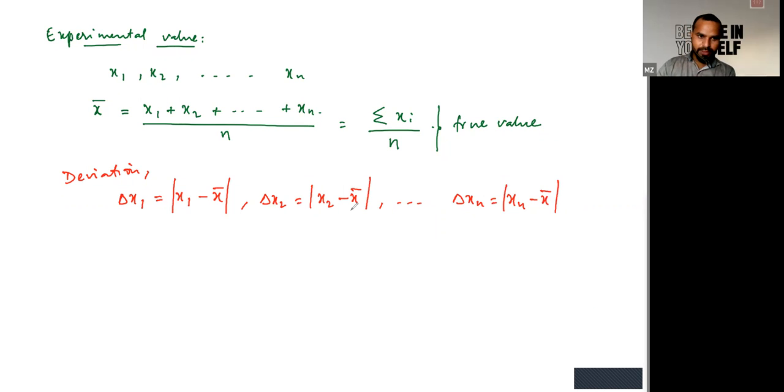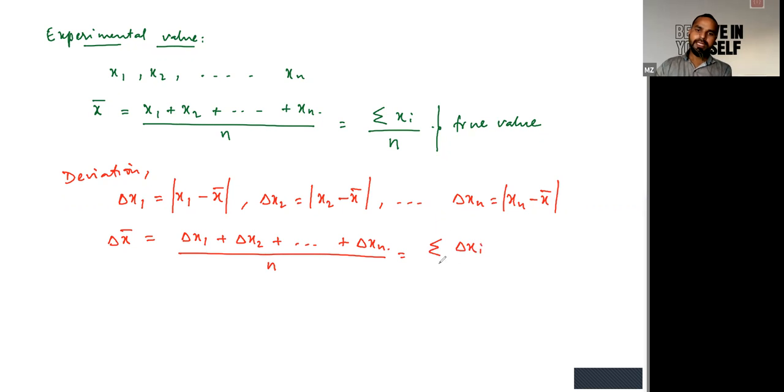Now, if you take the mean of this whole data, delta x bar, it will be delta x1 plus delta x2, and so on to delta xn, whole divided by the number of data n, or you may write it as summation delta xi divided by n. This is called the absolute mean error.